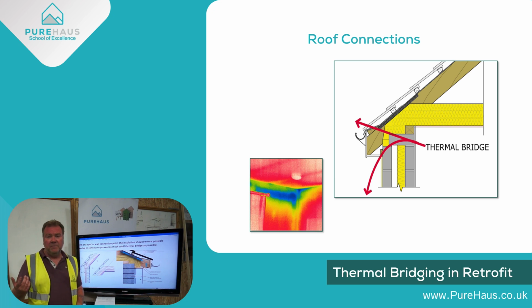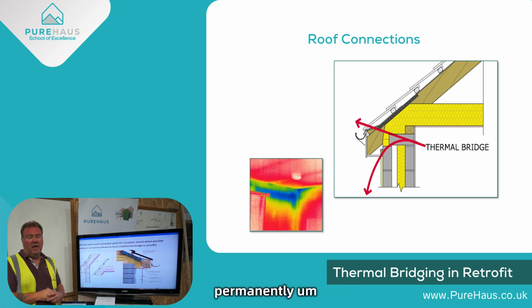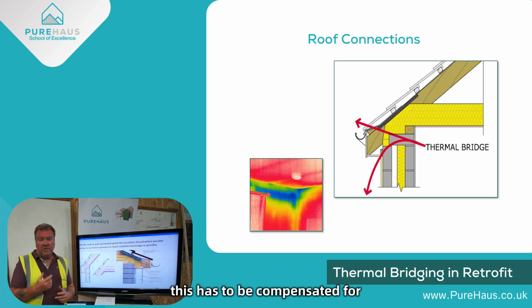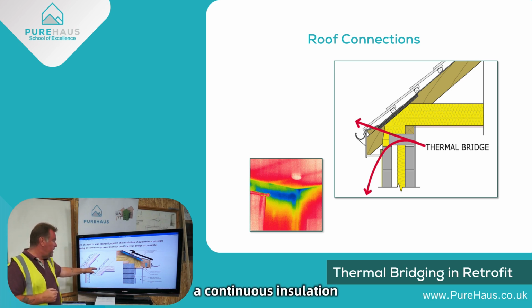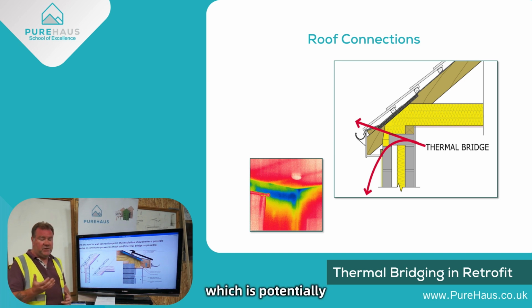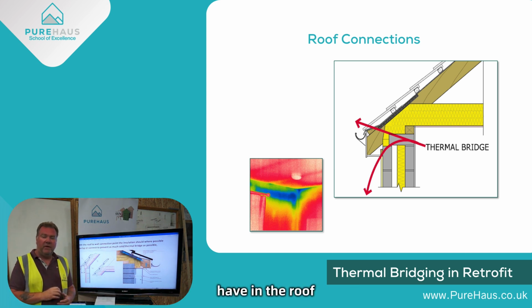Roof connections. Roof connections is a big energy loss. You've got a permanent connection point there, which is always exposed direct to weather and cold. So this has to be compensated for. With a new build, it's quite easy because you can put it in by design, because you'll have a continuous insulation, which is potentially going to compensate for any connection point that you have in the roof.